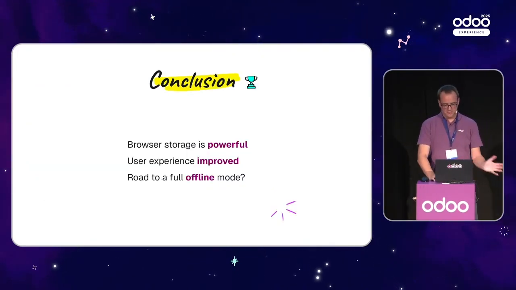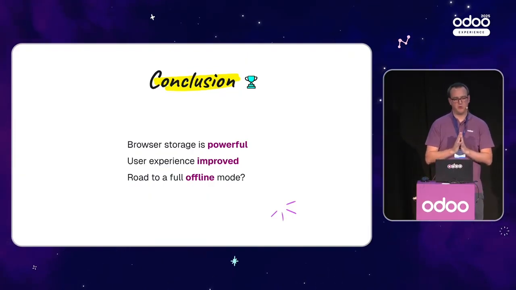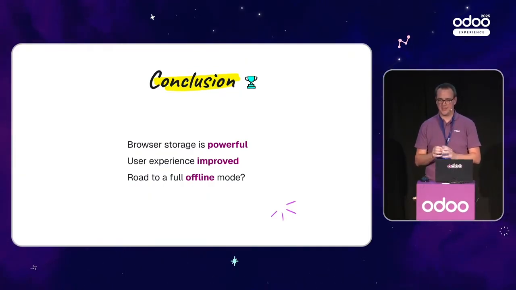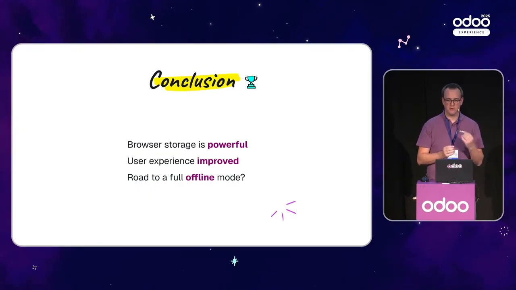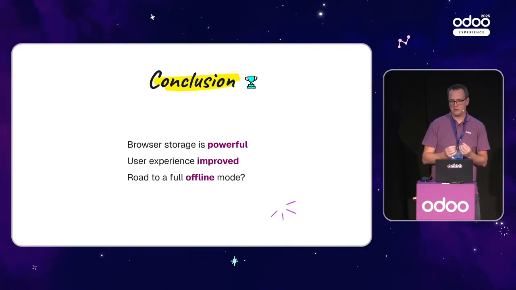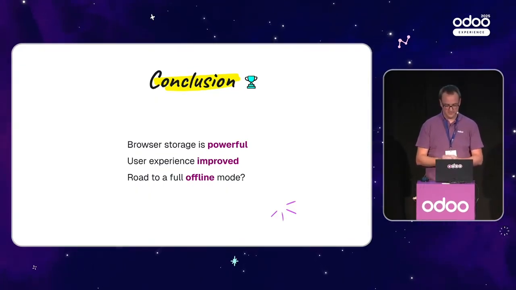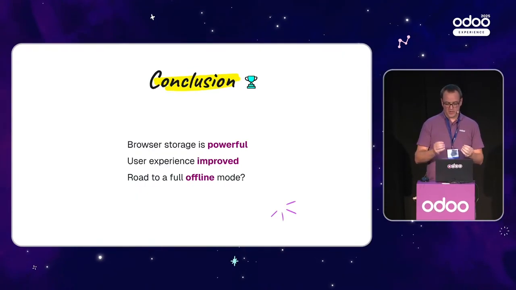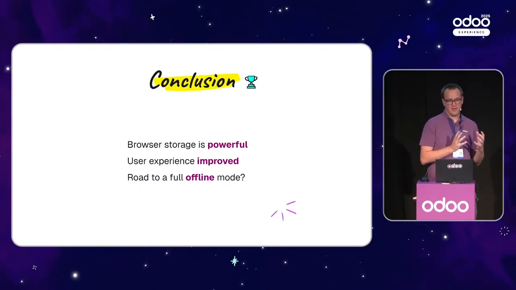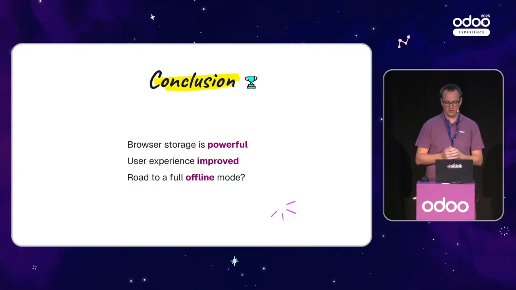In conclusion, as you can see, the browser storage is very, very powerful. We can rely on it to make Odoo very fast, and obviously it will improve the user experience. Because if Odoo is slow, the user experience will be bad, as we saw previously in the talk. And this is probably the base for the future offline mode we are working on.